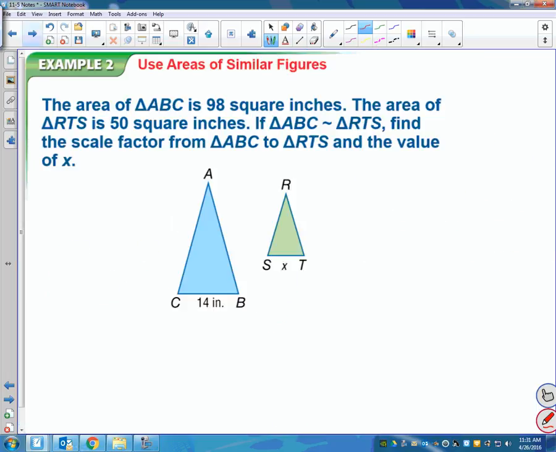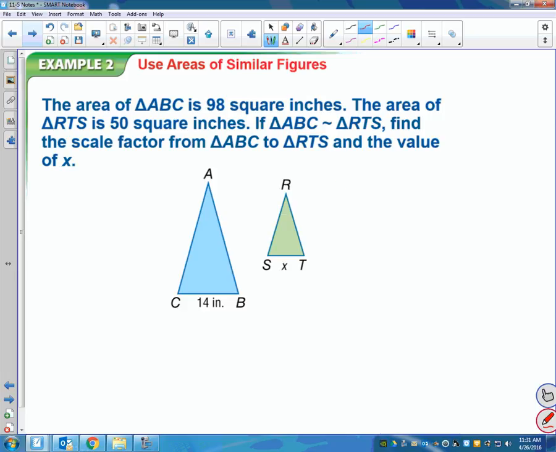Now look at this one. What if they give you the areas? On this one, they give us that the area is 98 square inches and the area of RTS is 50 square inches, and they tell us that they're similar. Find the scale factor from triangle ABC to triangle RTS and the value of X.